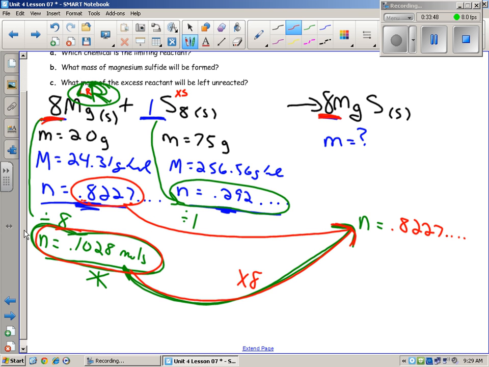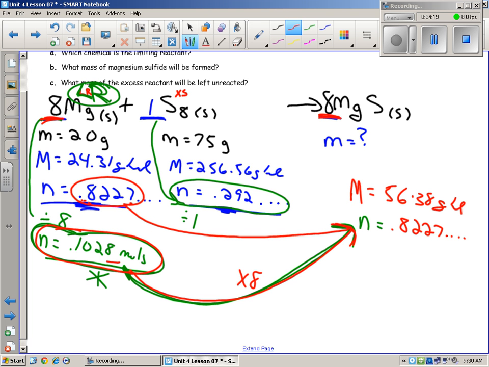Do I have that number? Yeah, I got this number here on my calculator still. So I'm going to take this one, times it by 8, and I get 0.822706701, with the molar mass of magnesium sulfide, which is, let's see, 24.31 and 32.07, so 56.38 grams per mole. And we're going to multiply those two numbers, and that's how much product I can make from this reaction.